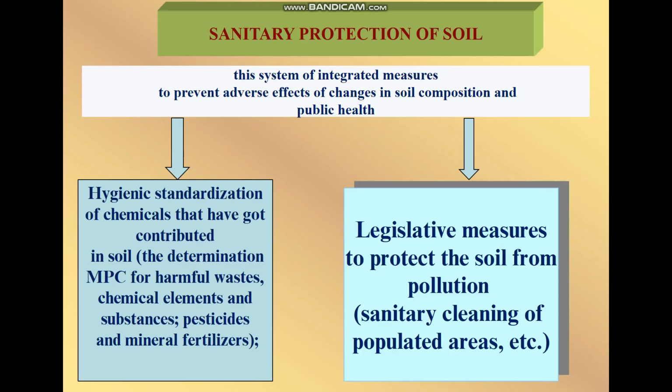Protection of soil. The system of integrated measures to prevent adverse effects of change in soil composition on public health is divided into two groups. First group: hygienic standardization of chemicals that get into the soil, for example, determination of the maximum permissible concentration for harmful waste, chemical elements and substances. Second group: legislative measures to protect the soil from pollution, sanitary cleaning of populated areas, and others.